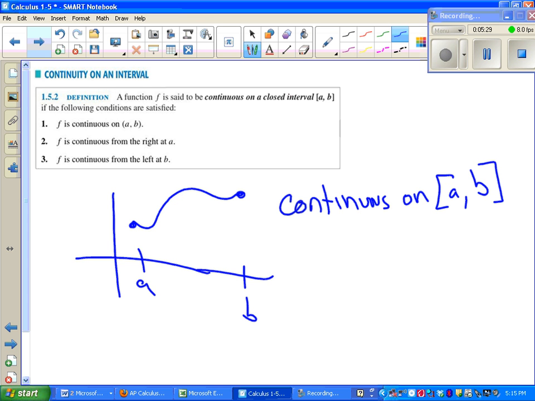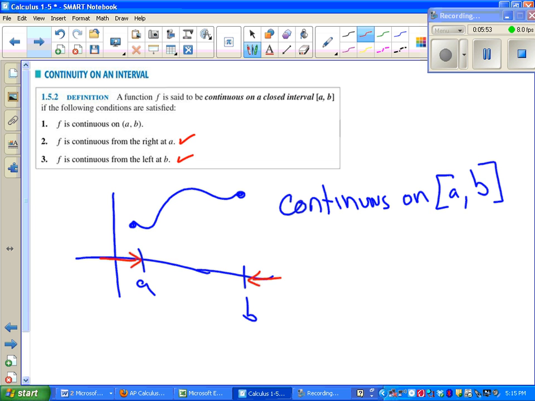And notice the limit doesn't even exist from the left or the right for b, or from the left on a. So you can't really say the limit exists at a or b, but we get to fudge it a little bit, and we get to say that we're continuous from the right at a, and we're continuous from the left at b.